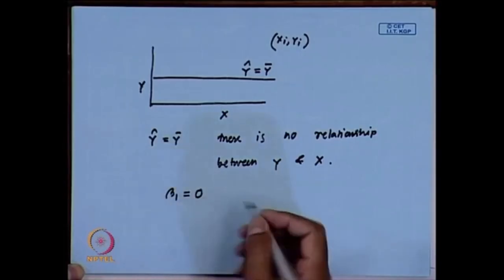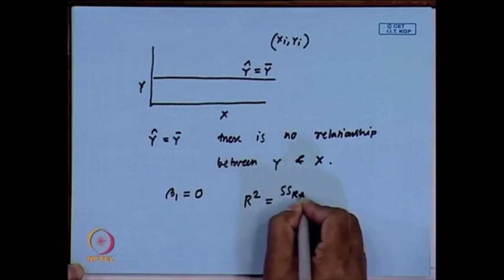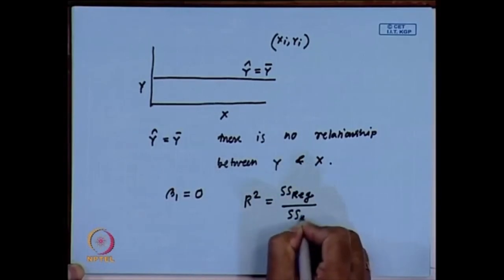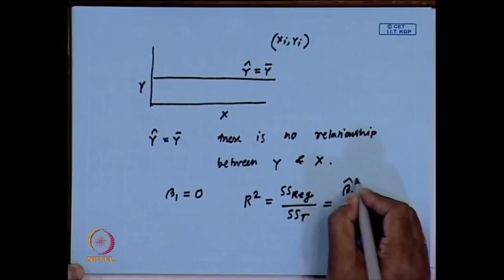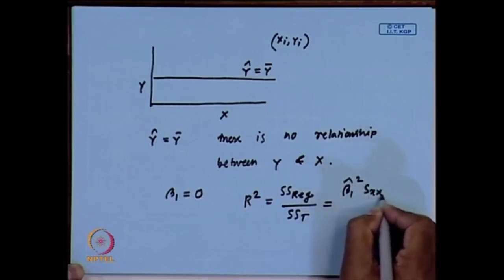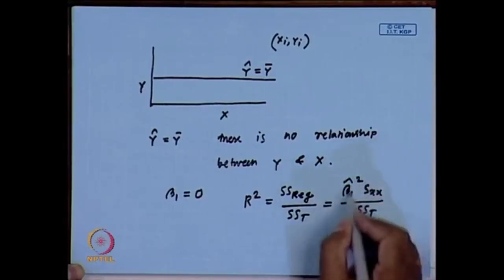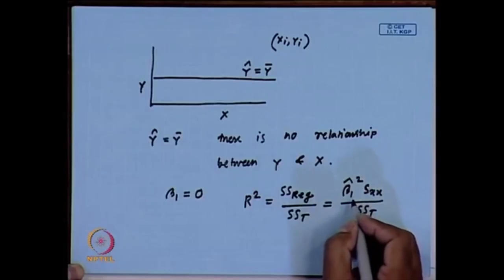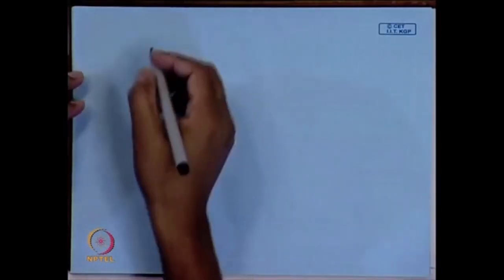R square is equal to SS regression by SST, and we know that SS regression is beta 1 hat square S x x. So, this will be equal to 0 when beta 1 is equal to 0. Well, next we move to the confidence interval for beta 1.